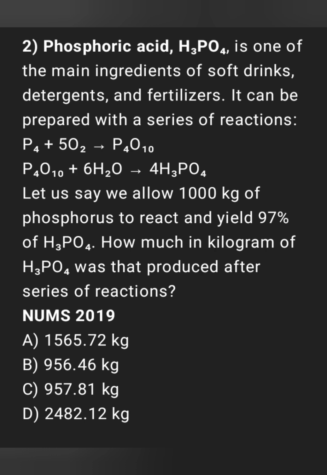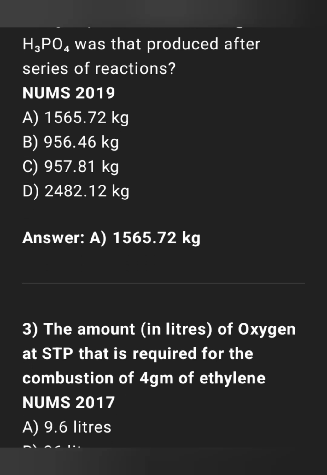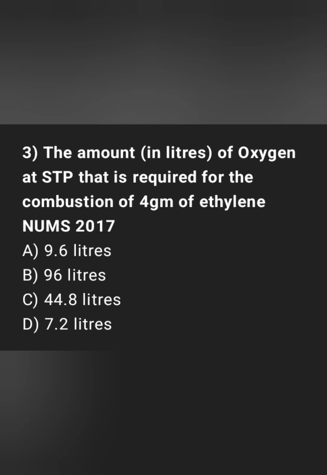A 565.72 kilogram, B 956.46 kilogram, C 957.81 kilogram, D 482.12 kilogram. Answer A, 565.72 kilogram. 3. The volume in liters of oxygen at STP that is required for the combustion of 4 gram-moles of ethylene. A 9.6 liters, B 96 liters, C 44.8 liters, D 7.2 liters.